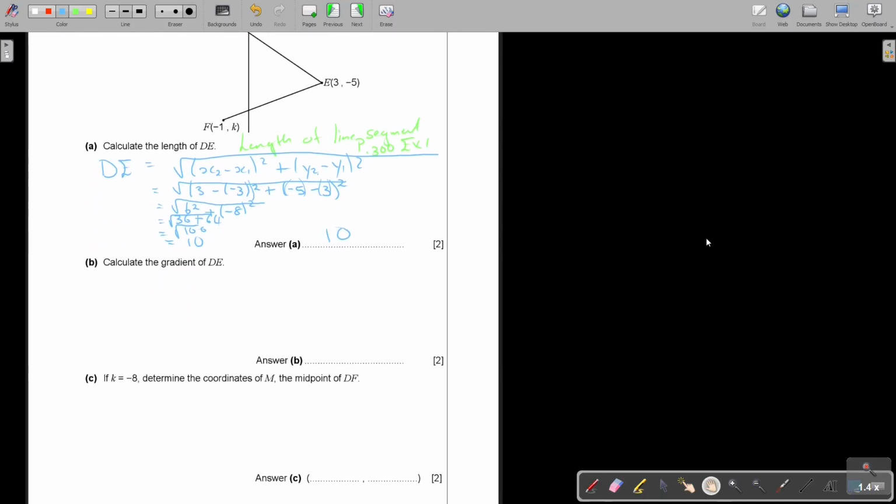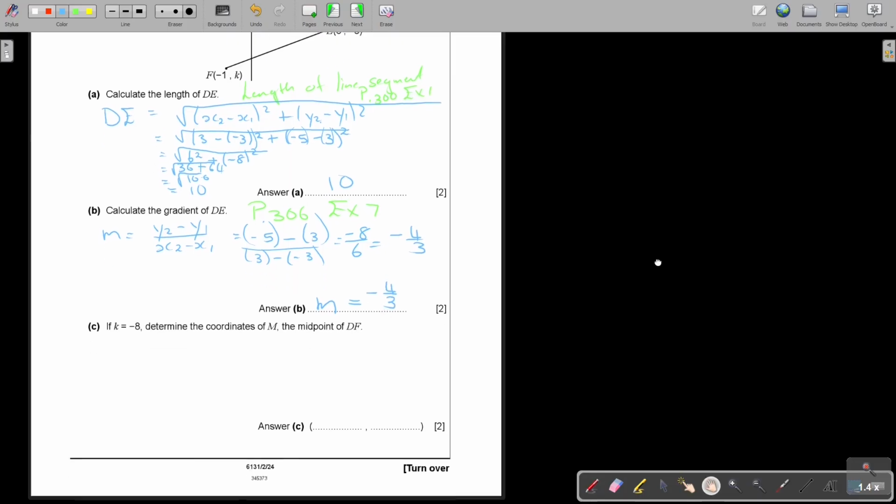Okay. And then calculate the gradient of DE. So where do I find that? In the textbook, gradient of a line segment, page 306. Look at example 7. So let's just start to find m, the formula, y2 minus y1 over x2 minus x1, which is going to be -5 minus 3, you can put the bracket, over 3 minus -3, and that's going to be -8 over 6, and that's -4 over 3. So the value of m, the gradient, is -4 over 3.